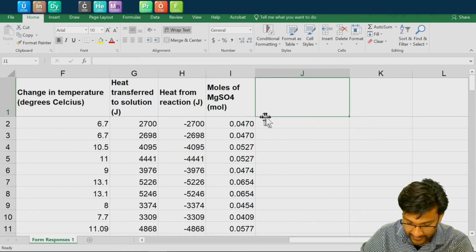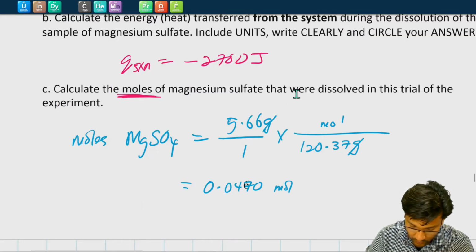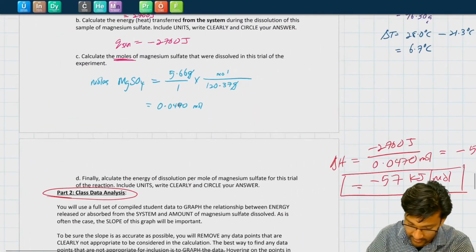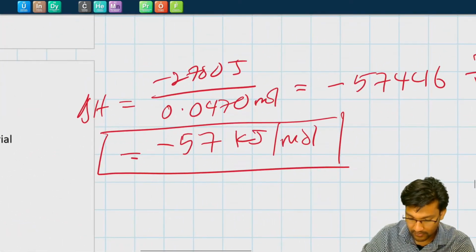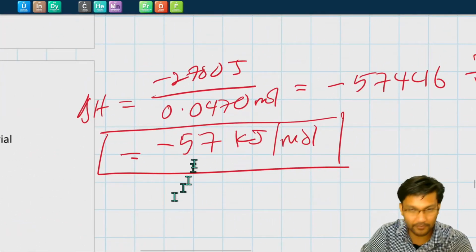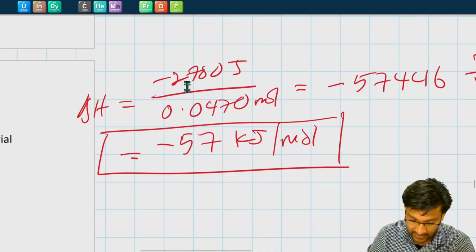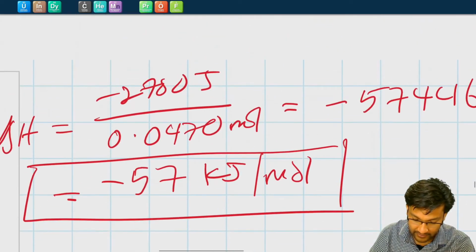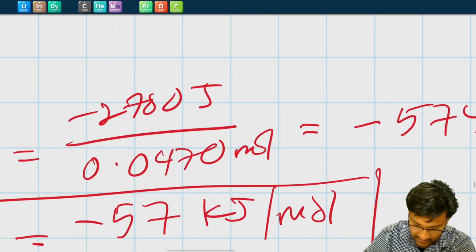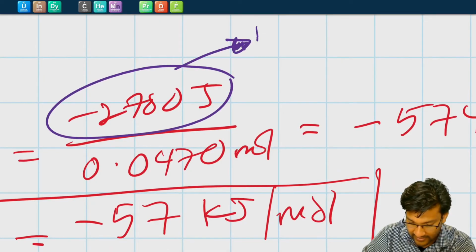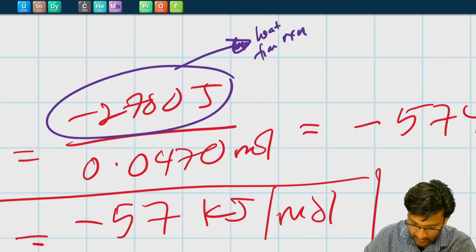There we go. All right, next thing that we calculated was D, which was the enthalpy per mole. Well, this step we don't have to calculate for each individual trial. We're going to do this graphically. So here we took the heat from the reaction, and we divided by the number of moles.